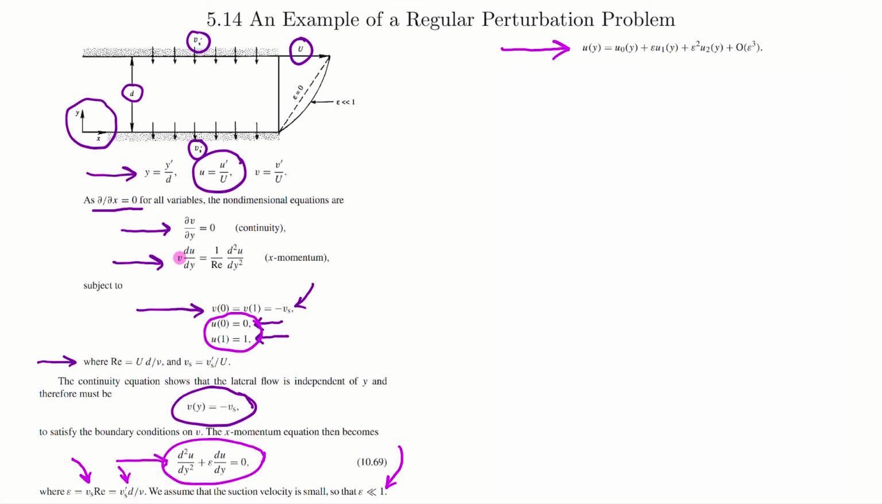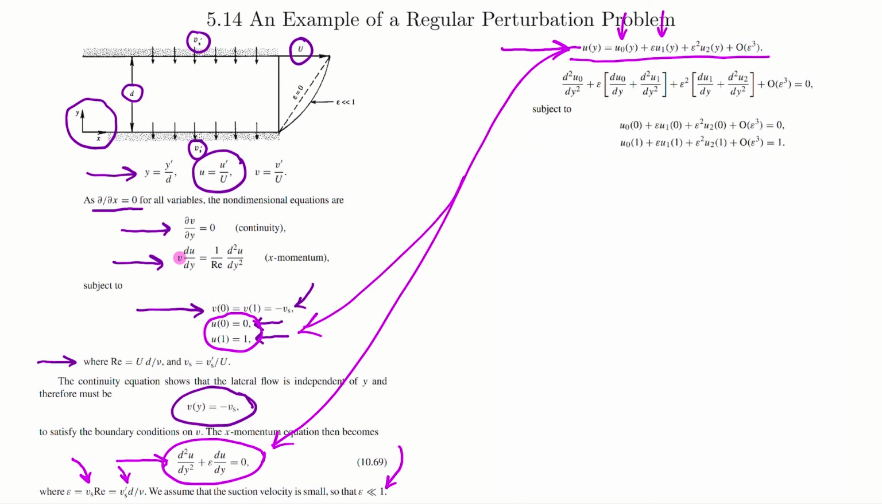Okay, so let's say our velocity is this power series of epsilon, and what we're trying to do is find these coefficients that we have here, u0, u1, etc. So we take this form of our solution and substitute it in right here, into these as well, and we end up with this after we sub it all in. We substitute into the boundary conditions and they become these ones right here.